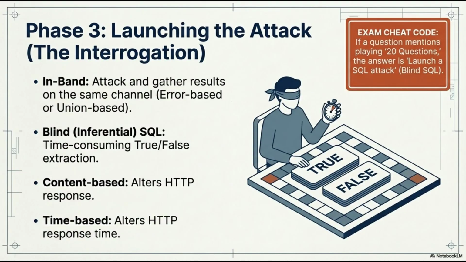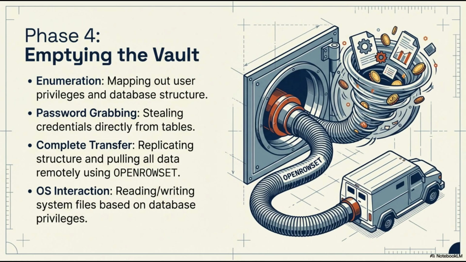Now for the big one, slide 7, phase 4, emptying the vault. This covers advanced SQL injection techniques. It starts with enumeration, which involves systematically mapping out the user privileges, schema, and back-end infrastructure. Then comes password grabbing, directly targeting credential tables. If the database service account has excessive privileges, attackers can achieve OS interaction, allowing them to read and write system files directly on the host server. And finally, the most severe outcome, complete transfer.